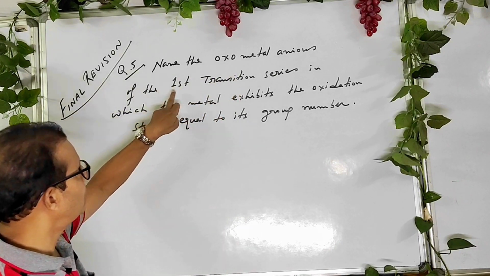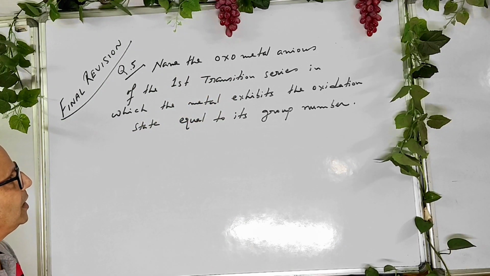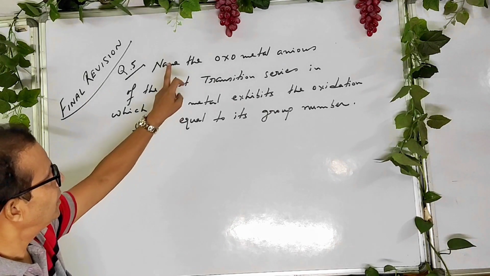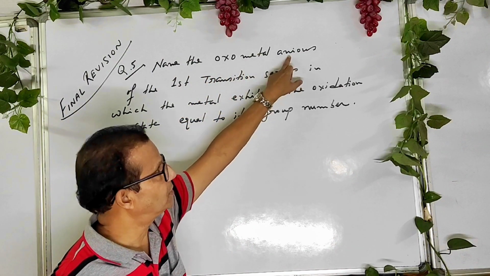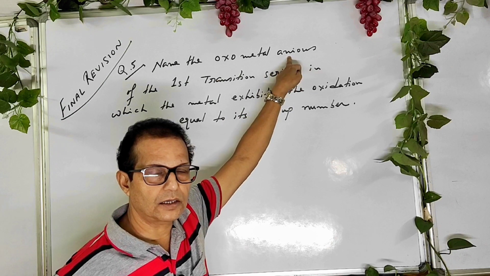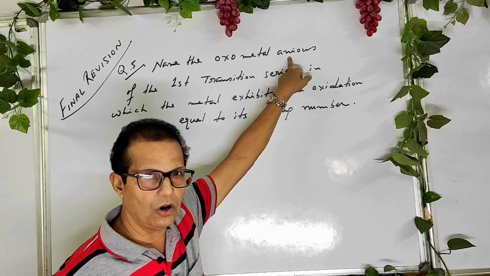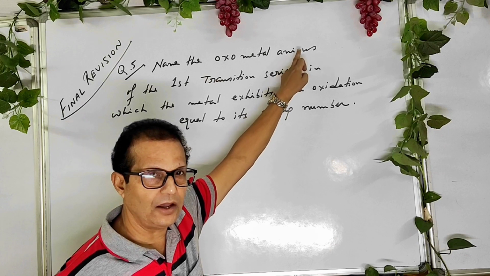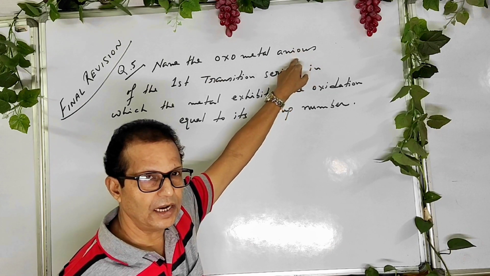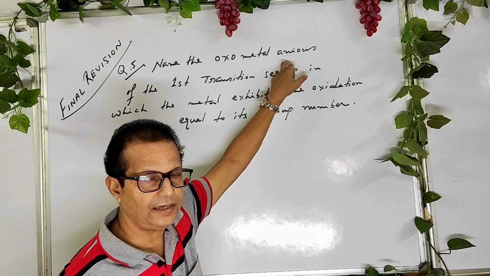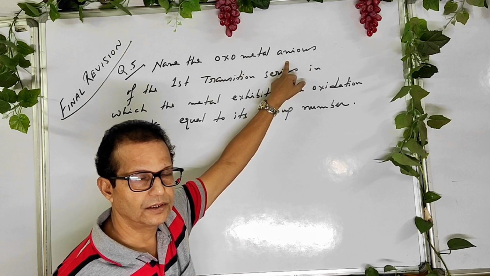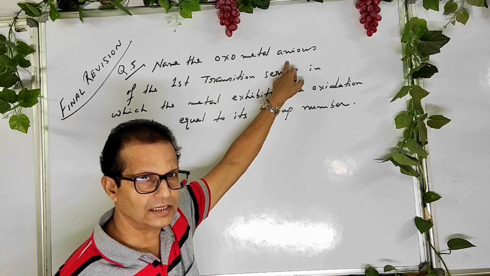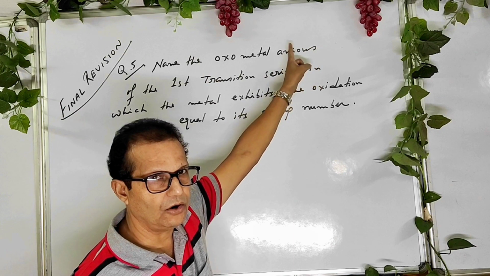Name the oxometal anions of first transition series in which the metal exhibits the oxidation state equal to its group number. Once again, what are oxometal anions? Some of the transition metals form oxides. They exist as anions, that is negatively charged ions, and are called oxometal anions.